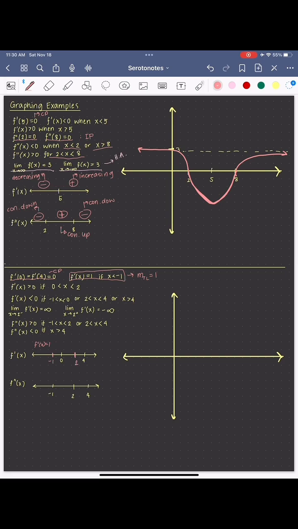From the given, we know that the function is increasing when x is greater than 0 and less than 2, and it's also decreasing when x is less than 0 but greater than 1, or greater than 2. We'll go back to these limits later on. For the second derivative test, we have a concave up for these intervals and concave down when x is greater than 4. Let's try to graph some points.